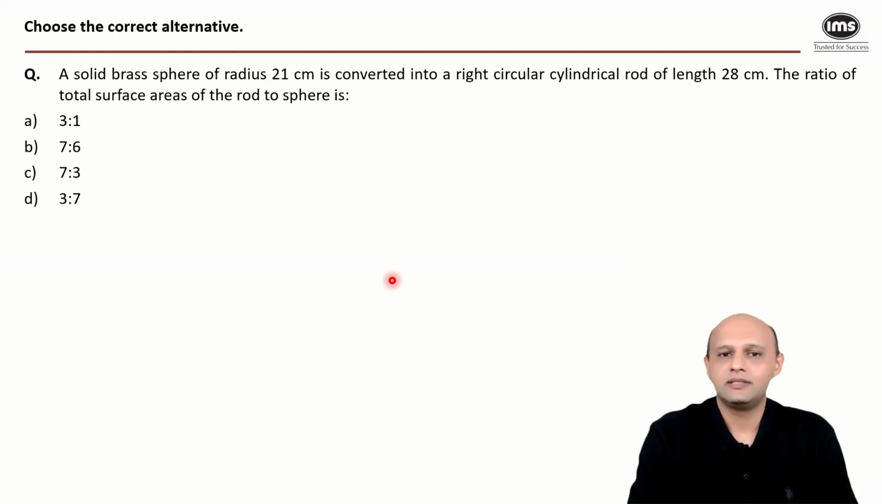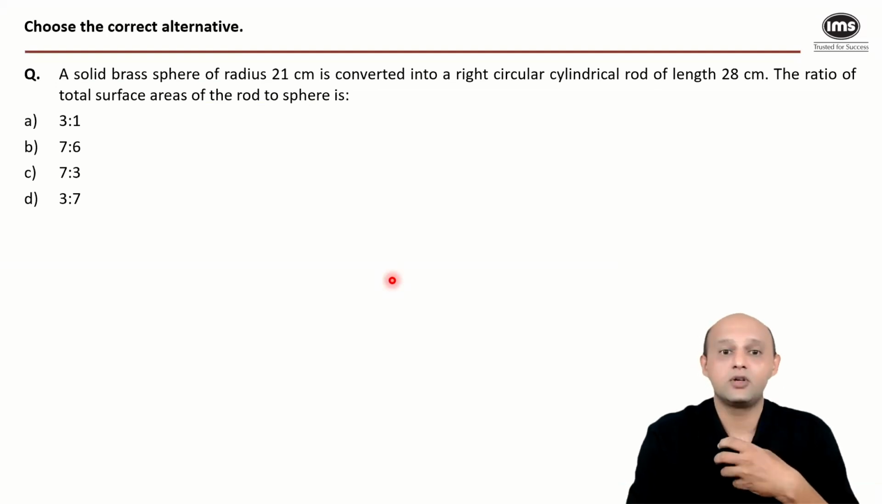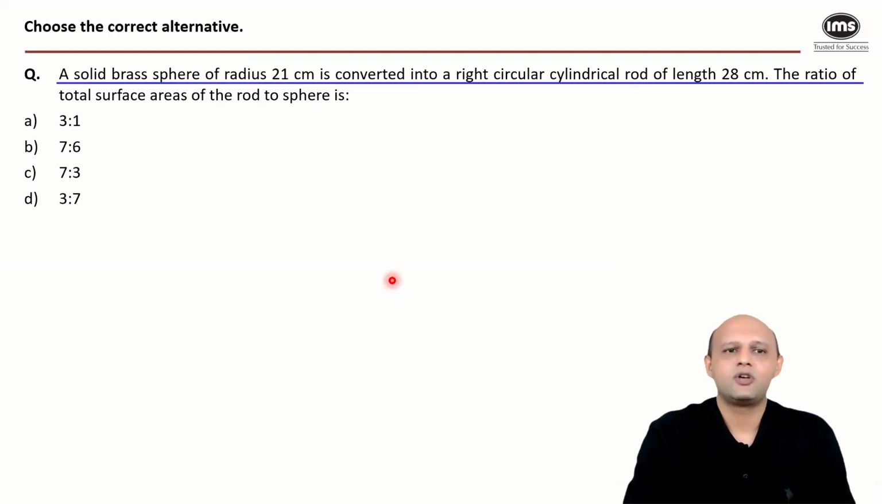Now again, you notice a question on mensuration. Something that we have noticed consistently over this period of about 14, 15 questions that we've solved till now, is that mensuration, either through areas or perimeters or volumes of different solids, is frequently tested. A solid brass sphere of radius 21 centimeters is converted to a right circular cylindrical rod of length 28 centimeters. The ratio of their total surface areas is, okay? But what do we need to find? Rod to sphere, not sphere to rod. So remember that sequence.